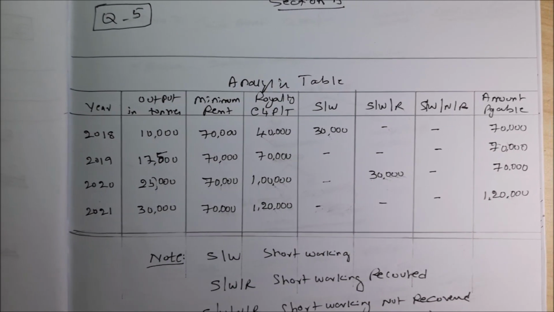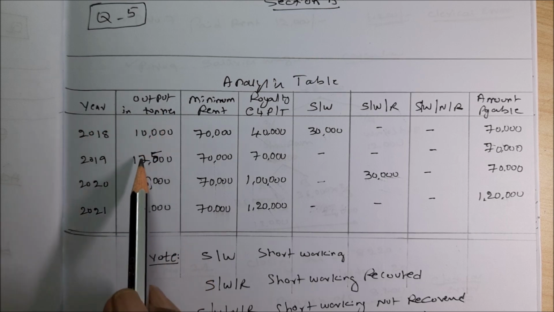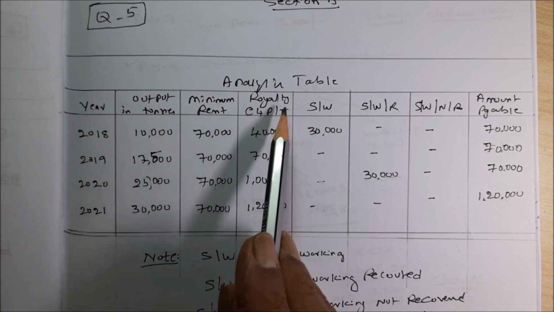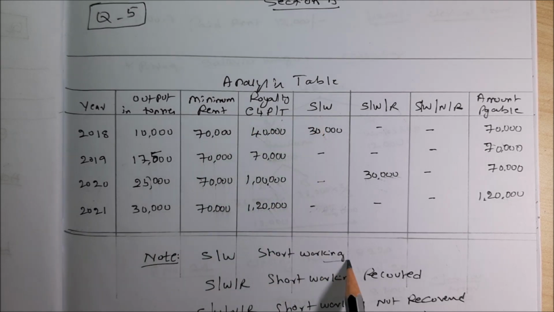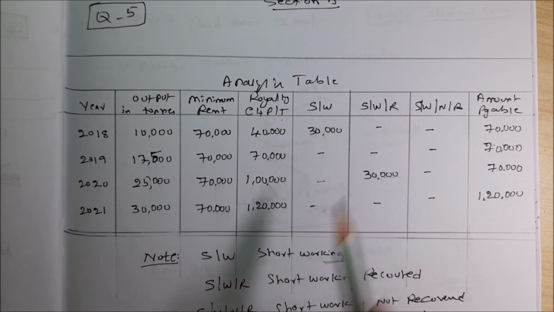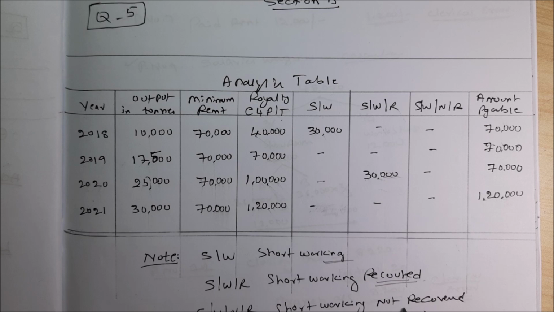Analysis table. Columns: year, output in tons, minimum rent, royalty at rupees 4 per ton, SW (short working), SWR (short working recouped), and SWNR (short working not recouped or not recovered). It is called irrecoverable. This irrecoverable amount will automatically be transferred to the profit and loss account.